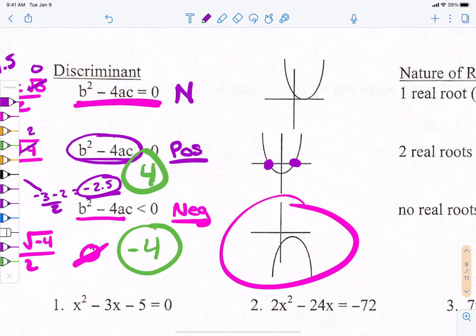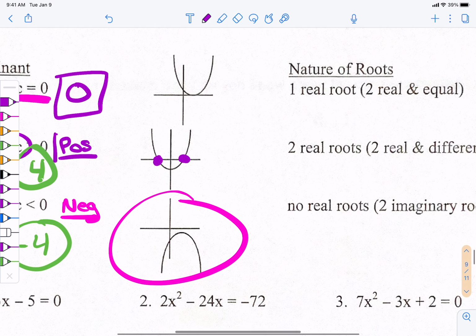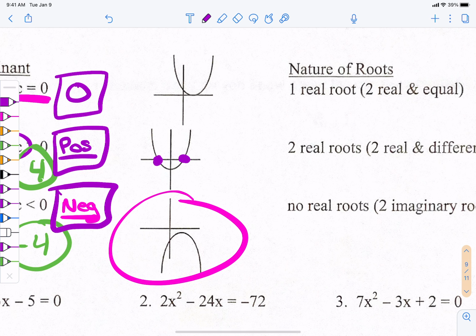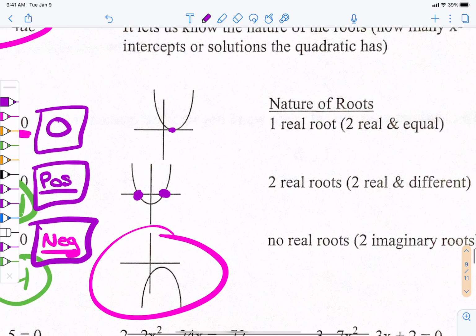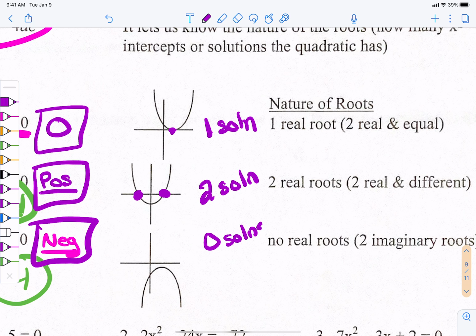when it is 0 exactly. When it is 0 exactly, I have one solution, okay? So here are the three options. If it is 0 exactly, I have one solution. Write this down off to the side. If it is positive, how many solutions do you have? 2 solutions. And if it is a negative number, you have? No solutions. So 0 solutions, or you can write 0 with a line through it, okay?